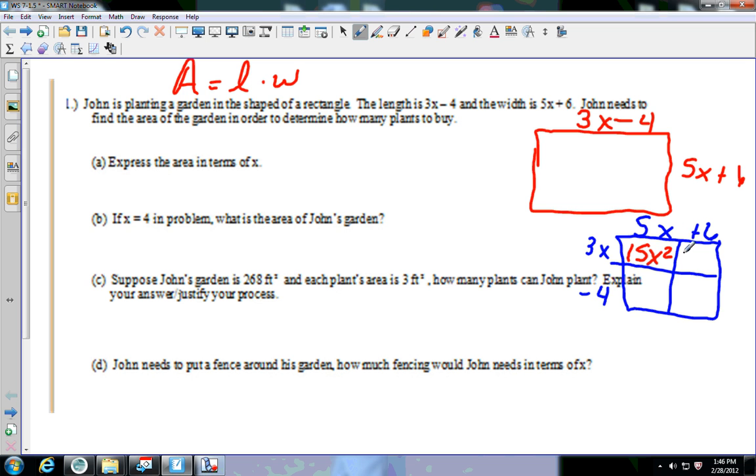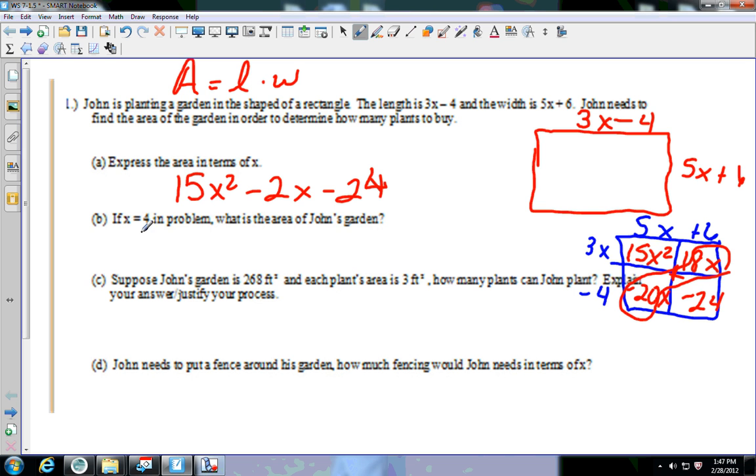3x times 6 is 18x. 5x times negative 4 is negative 20x. Negative 4 times 6 is negative 24. Combine these two squares. I have 15x squared minus 2x minus 24.